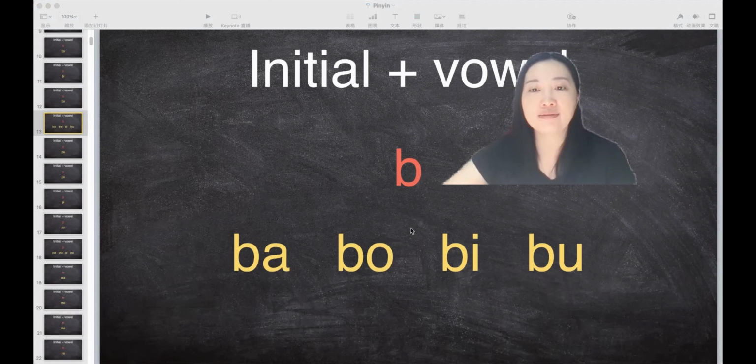So once again, the red one is the initial, and then the yellow ones from left to right. Ba, Bo, Bi, Bu.